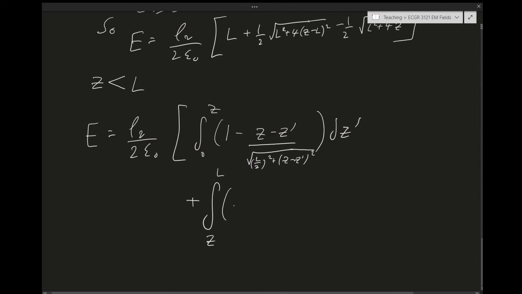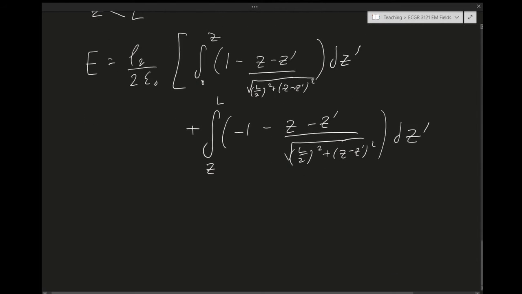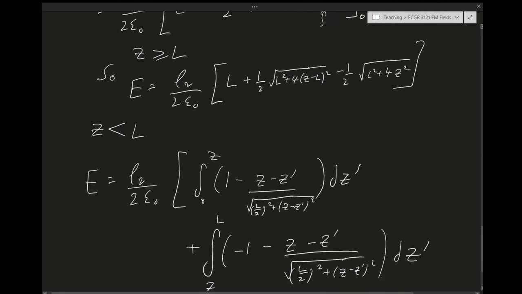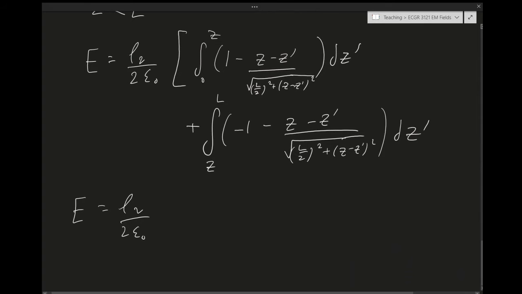So I end up with minus 1, minus z prime over square root L over 2 squared plus z minus z prime squared dz prime. Right, and then all I have to do right now is evaluate those two integrals in a similar manner. I mean, I'll get the same thing, right? So the integral will be the same. It will look like an expression like this, right? Okay, so let's start with this integral.